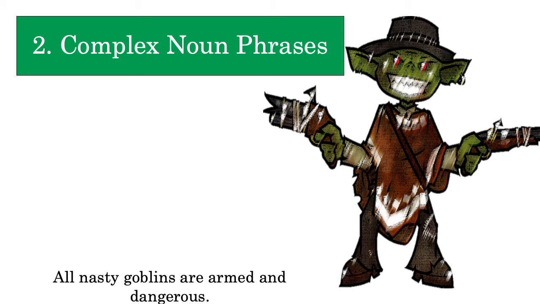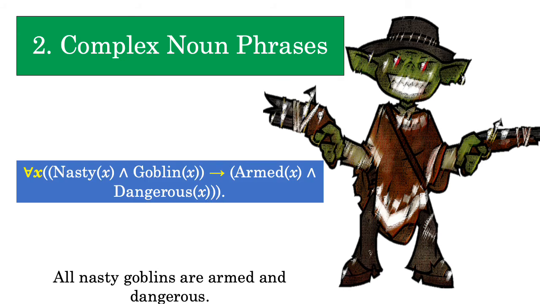Now let's change our example just a little bit. Instead of saying a nasty goblin is armed and dangerous, suppose we say all nasty goblins are armed and dangerous. Now hold on to your seats. These are called universal noun phrases. Can you guess why? Here's another shocker. Universal noun phrases use universal quantifiers. And what you can see is, just as we've said before, the verb to be is translated as arrow when we're talking about universal statements.